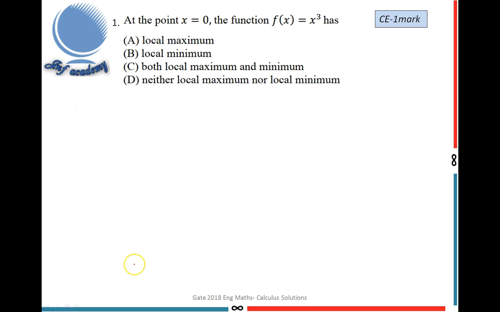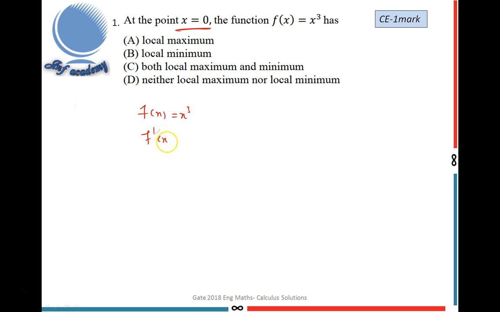Now let's move on to the problem. The first problem: at the point x equal to 0, the function f of x equal to x cube has. You have to check whether the function f of x equal to x cube has a local maximum or minimum, or neither local maximum nor local minimum, at the point x equal to 0. This question is from C department. It has 1 mark.